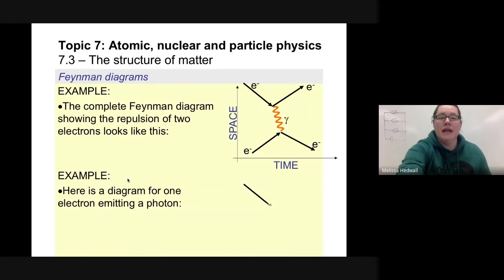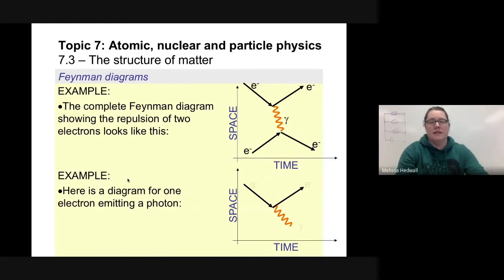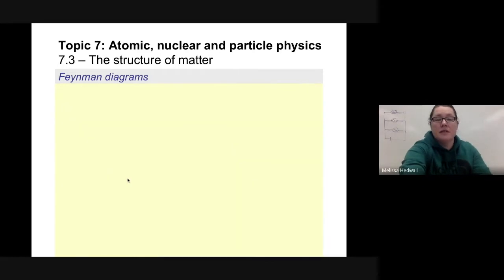If we just had an electron that's emitting a photon, we would have something that looks like this. So that electron allows that photon to go out. Back when we talked about energy levels, when an electron would drop from one energy level to another, a photon would be emitted. This would be a diagram of that. So the electron on its own is just emitting the photon.